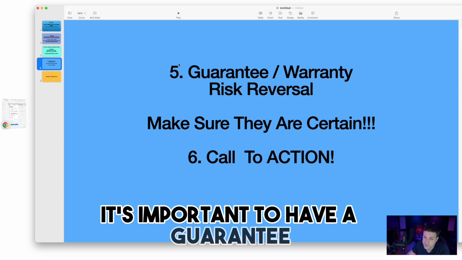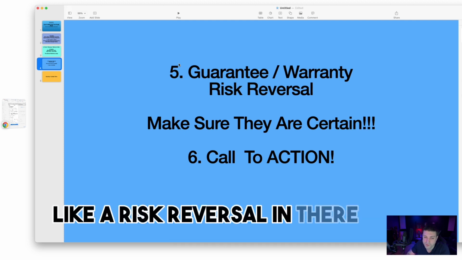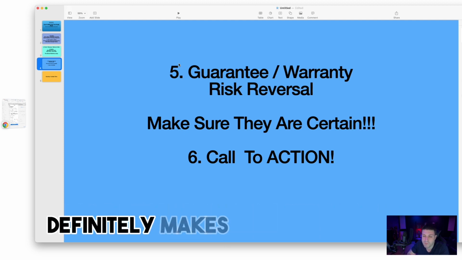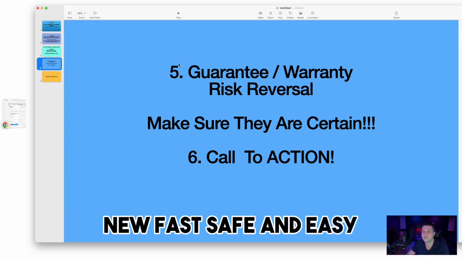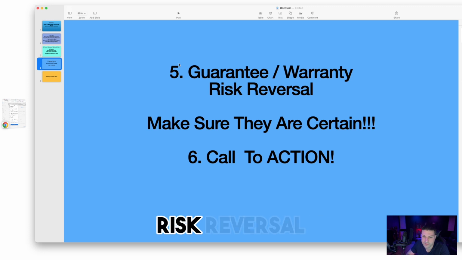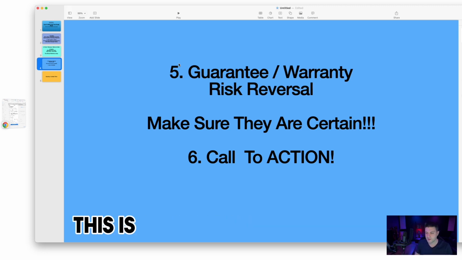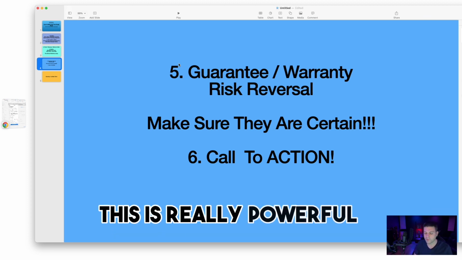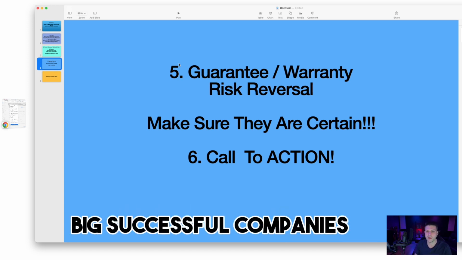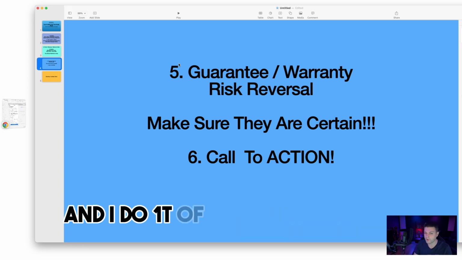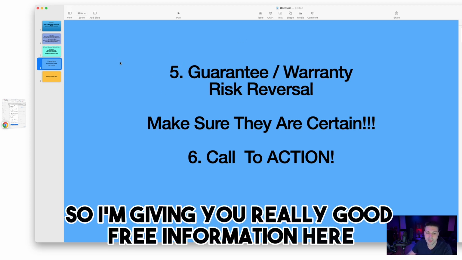It's important to have a guarantee, like a risk reversal in there for sure. It definitely makes people feel safe. New, fast, safe, and easy. Guarantee, warranty, risk reversal. That's the safe part of it. When I talk about this stuff, this is what I'm talking about. New, fast, safe, and easy. This is really powerful copywriting stuff that big, successful companies use. And I do a ton of research on this stuff. So I'm giving you really good free information here.